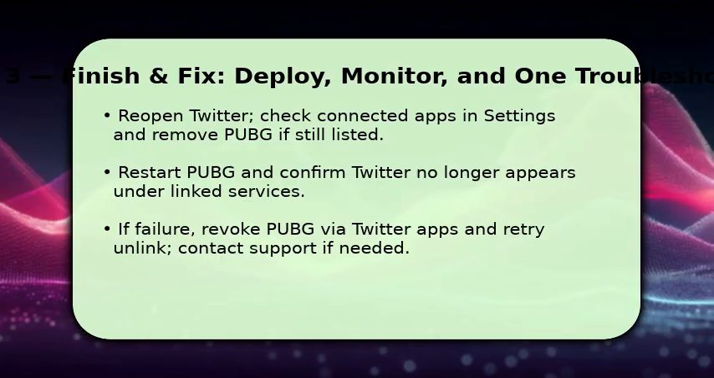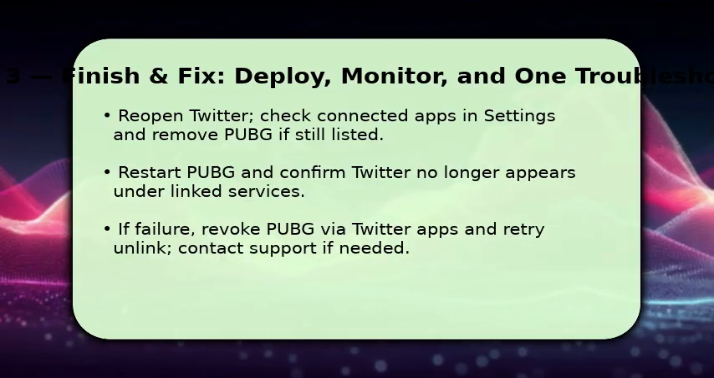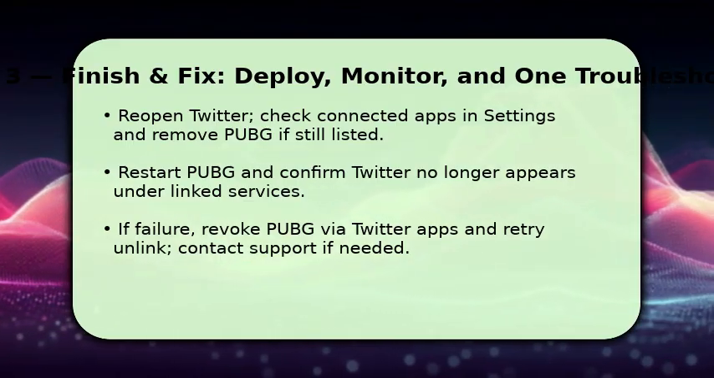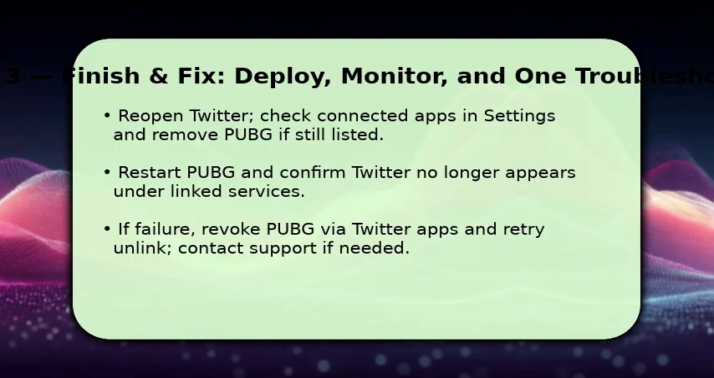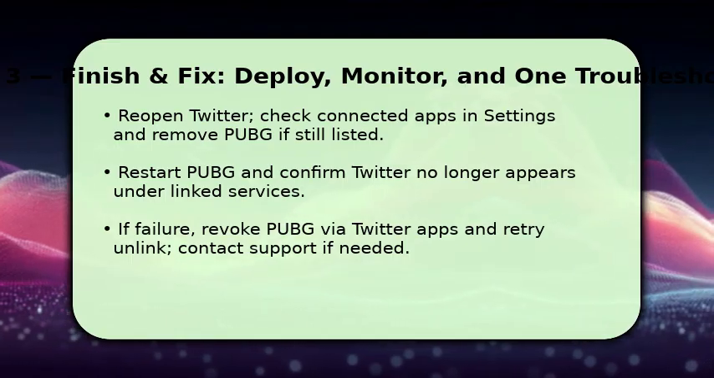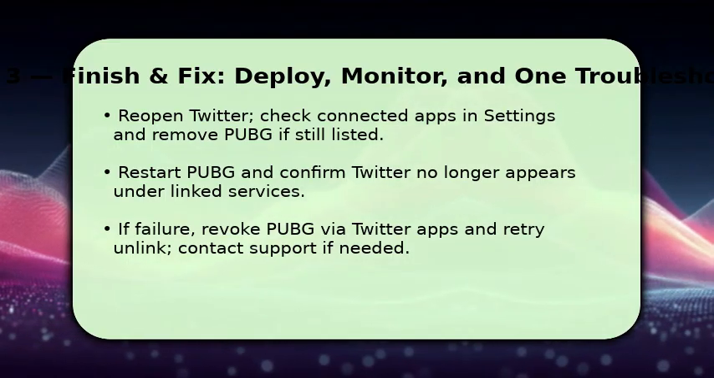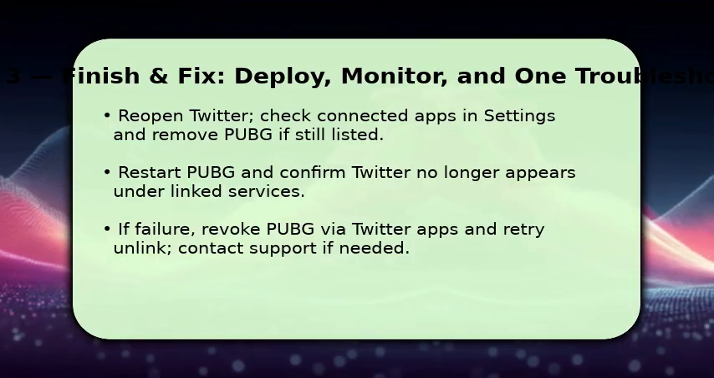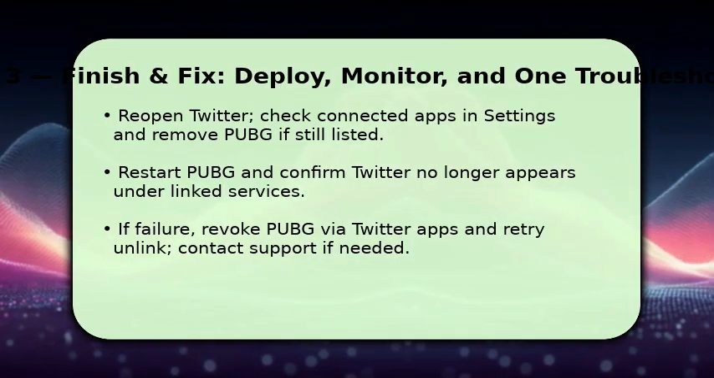If unlinking fails, revoke PUBG from Twitter first, then repeat unlink in PUBG. This often clears stuck tokens. If problems persist, collect screenshots and reach out to PUBG support with account ID. That speeds resolution and prevents accidental loss of progress.